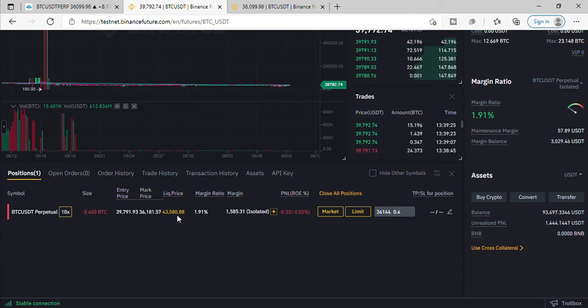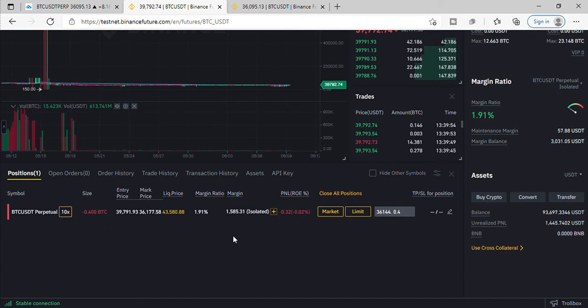But if Bitcoin starts going down and it keeps going down, then I'll be making money. So as you can see right now, I've lost like 32 cents so far. Now it's 64 cents, right? And that's happening because Bitcoin is going higher than the price that I entered. If you see here, it says entry price. That's the price that I entered at, 39,791. So if Bitcoin keeps going higher than that, then I'm losing money. But if it starts going lower than that, lower and lower and lower, that's how I make money.